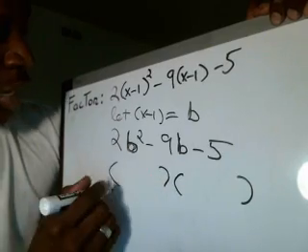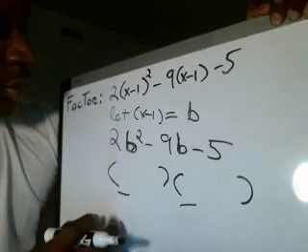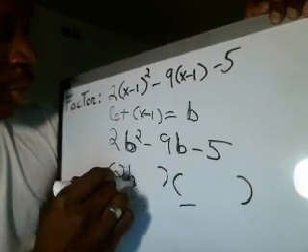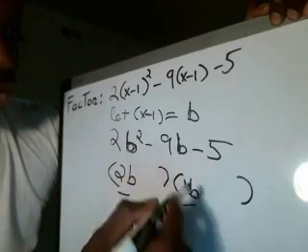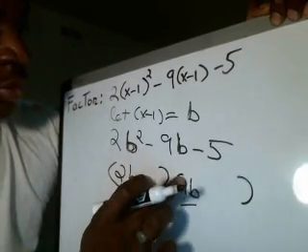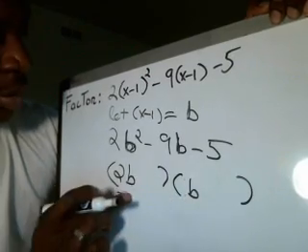What two numbers I'm going to put here multiply to 2B squared. So you have 2B times 1B, right? Simple. 2B times 1B gives you 2B squared. So 1B is really B. I'm going to erase that.